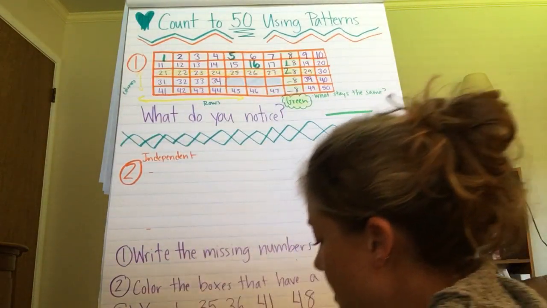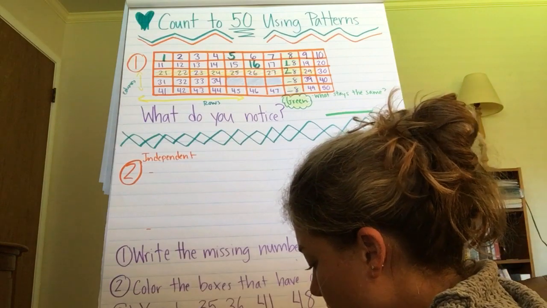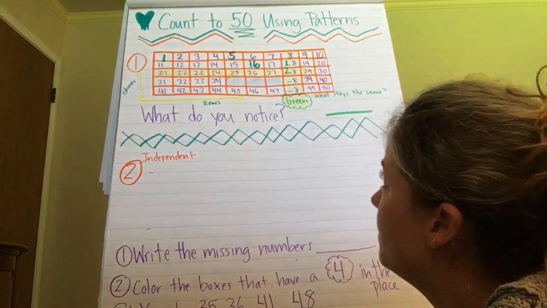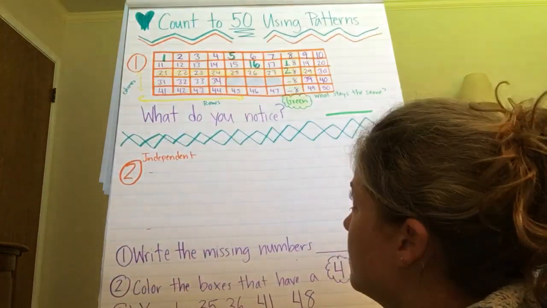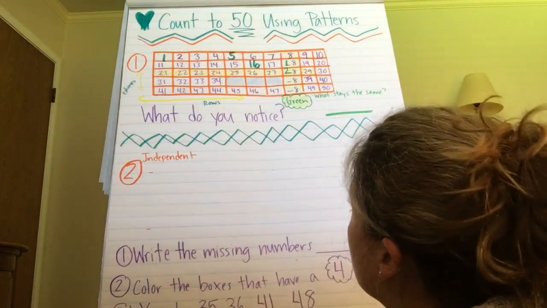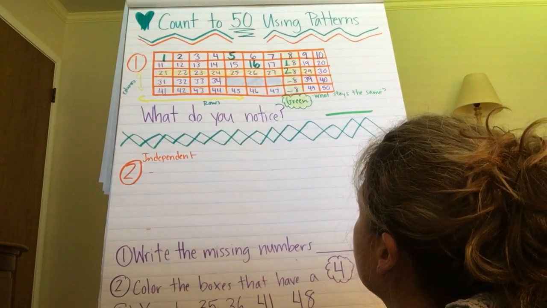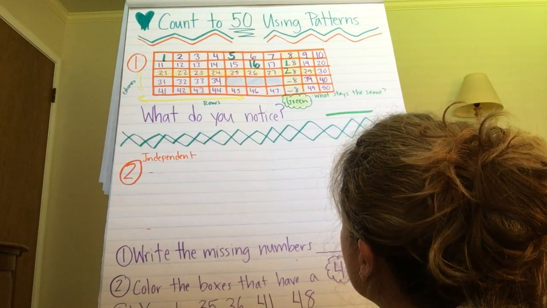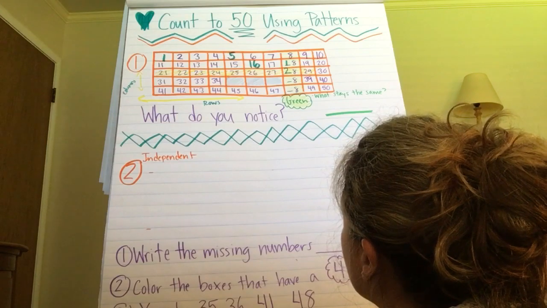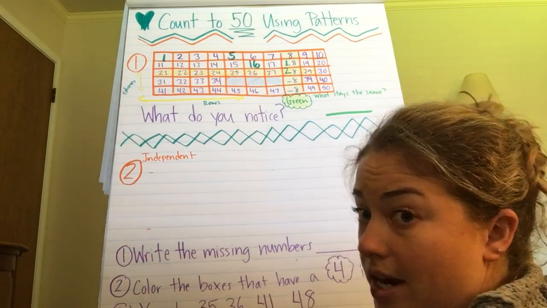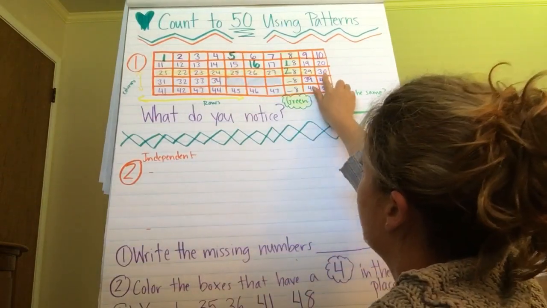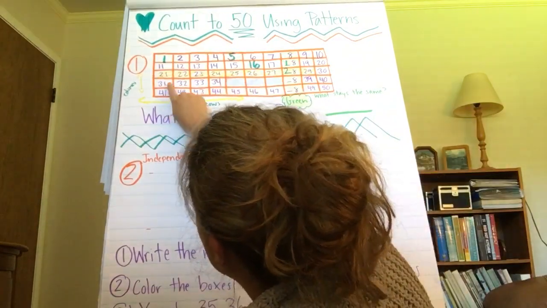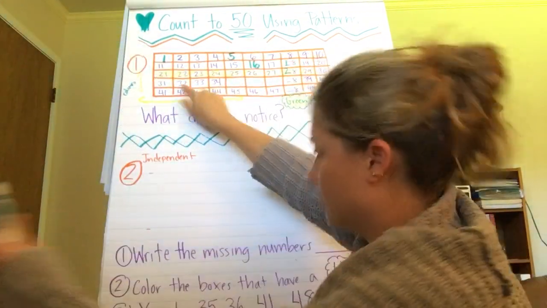Okay, friends. The next thing that we're going to do, we are going to find number 32, and we're going to put a big X on it. Can you find number 32? I'm going to give you a second to see if you can find it. So I know that we can count on from 30 because we've already counted up to 30 plenty of times. So 30, 31, 32. Here it is. So I'm going to X it out.